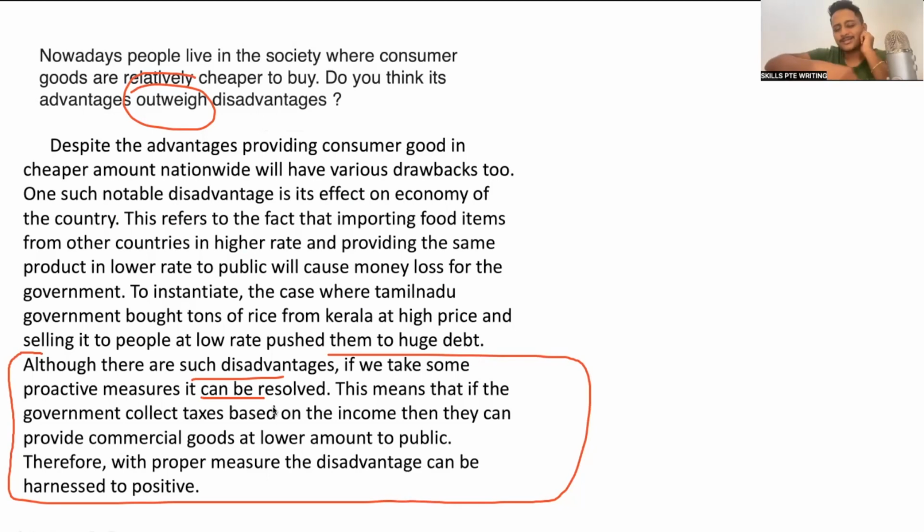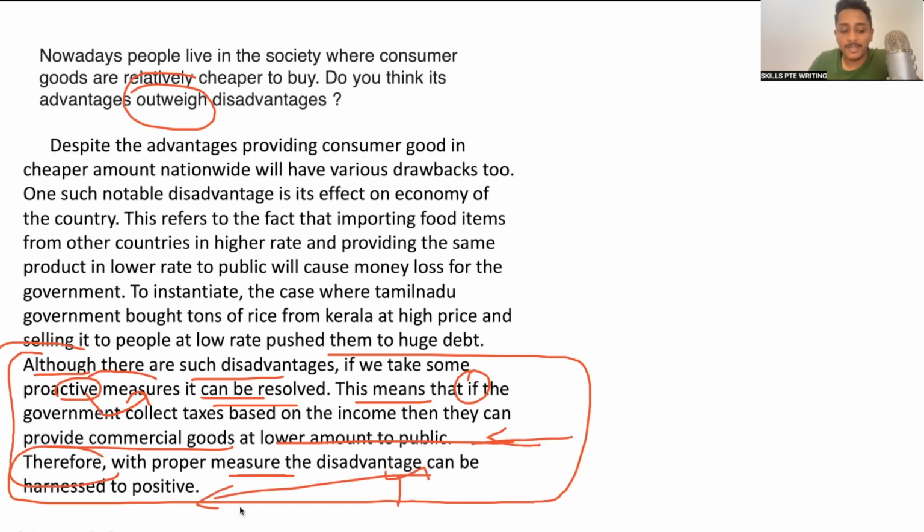If this question is asked, automatically, these are all the coherence question things. Although there are such disadvantages, if we take some proactive measures, it can be resolved. This means that until here the template covers. Now put a point. What proactive measure? If government collects taxes based on the income, then they can provide commercial goods at lower amount to public without incurring loss. Therefore, with proper measure, the disadvantages can be harnessed to positive.